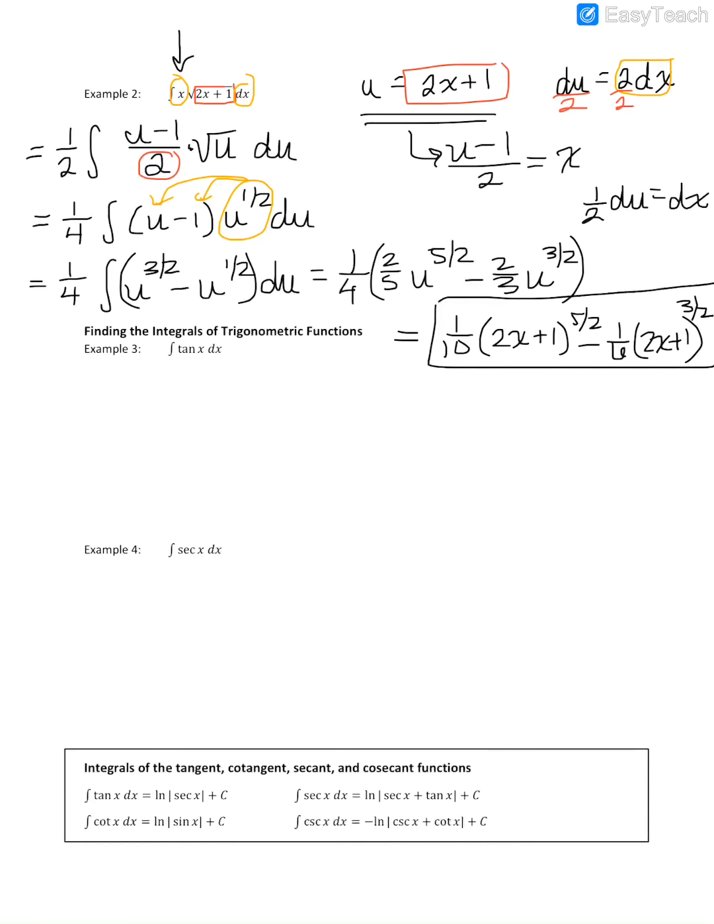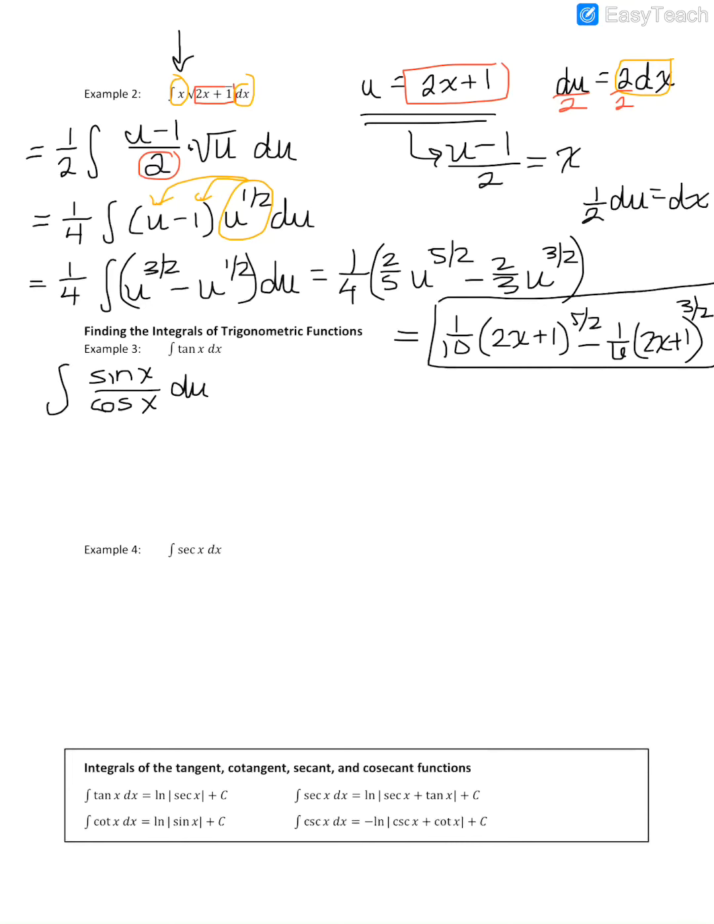Okay, so the next one is finding the integrals of trigonometric functions. So let's look at example 3, and I actually do not know how to do the integral of tangent. I don't know what has tangent as a derivative. We've never done a derivative in calculus so far where our answer has been tangent. So I'm going to try, since we're in the u-substitution section, what if I tried rewriting tangent as sine over cosine? The reason I think this is a good idea is because cosine and sine have each other as derivatives, right? So this is a good thing for us.